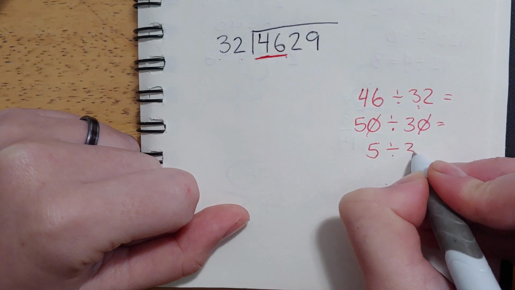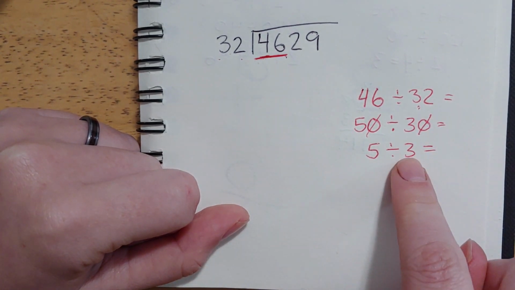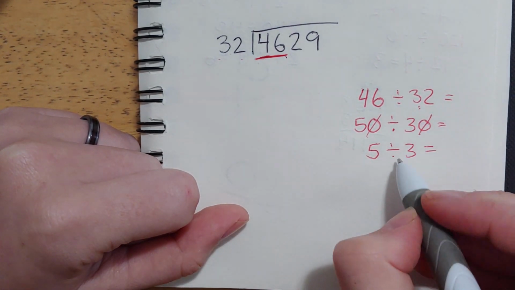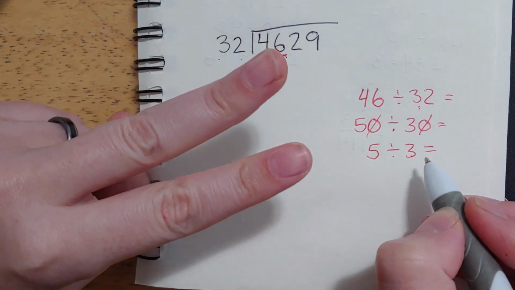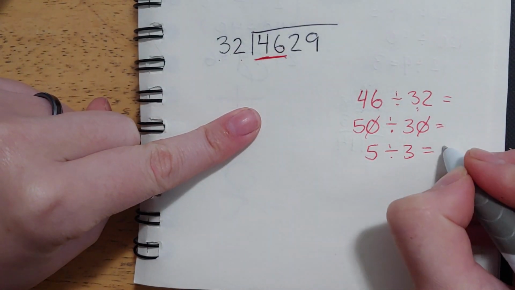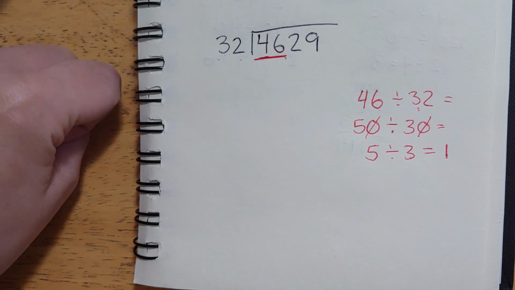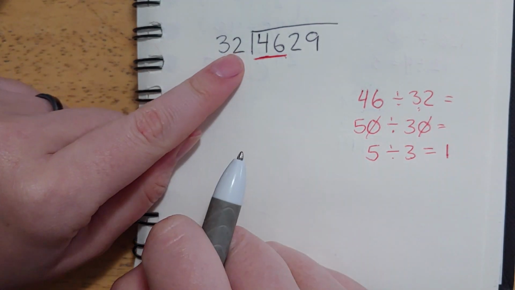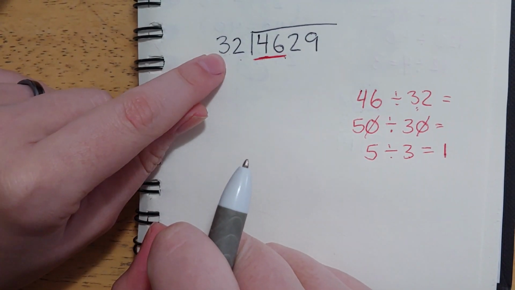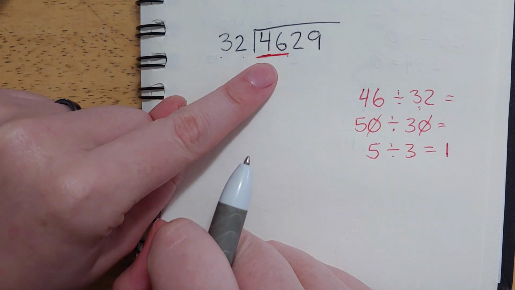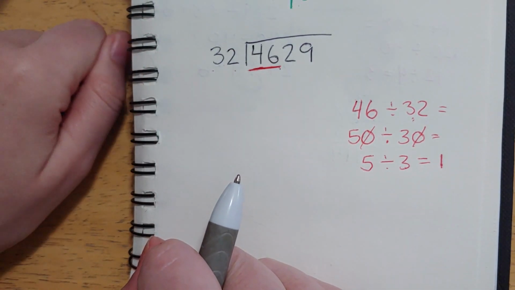5 divided into 3 groups. Well, it won't come out even. But 3, 6 would be too much, so we can only do 3. It'll only fit 1 time with some leftovers. I can see that when I look up here because I think that 30 twice would be 60. That would be too much, so I know it's just 1 time.